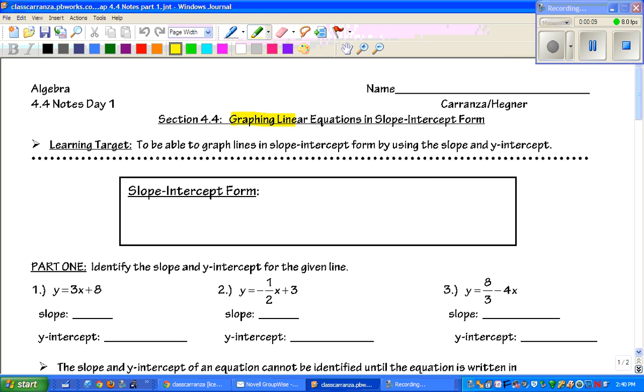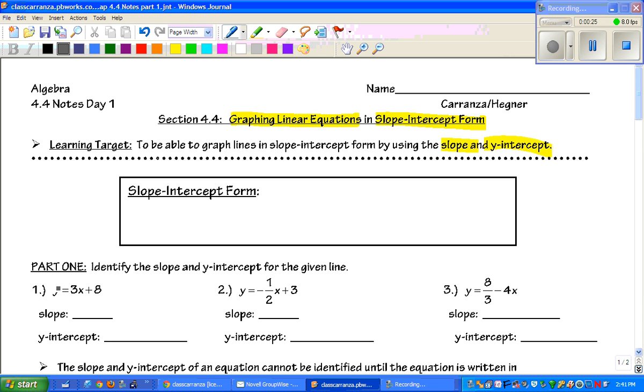Today we're talking about graphing linear equations in slope-intercept form. Our learning target today is to be able to graph lines in slope-intercept form by using the slope and y-intercept. Now, slope-intercept form, what is it?